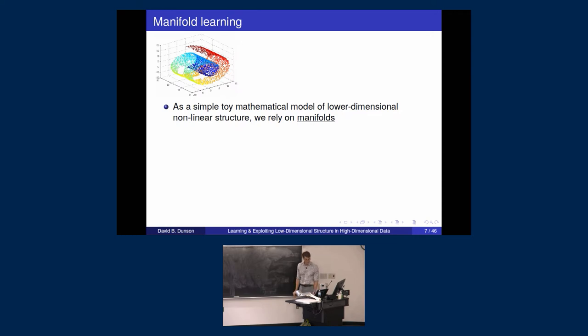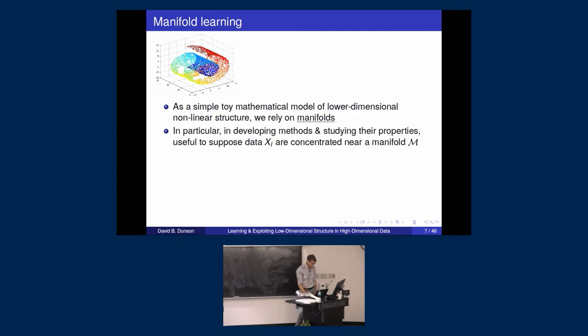As a simpler model, we might think of doing something like manifold learning. As I mentioned, that might be a useful toy mathematical model of lower dimensional structure. What that means is essentially that we might have some lower dimensional manifold. What's a manifold? It's like a Riemannian manifold, meaning that if I go into a point on that surface and take a little approximation of the surface in a small neighborhood, it's going to be flat and Euclidean. But then as I go farther, it's going to be very non-Euclidean, okay?